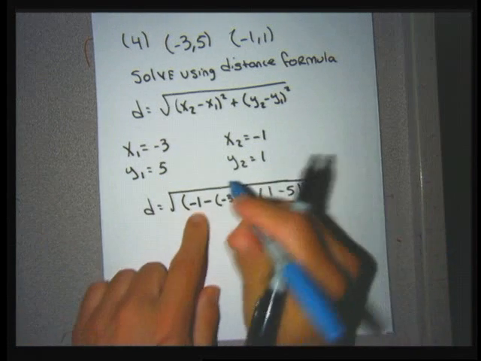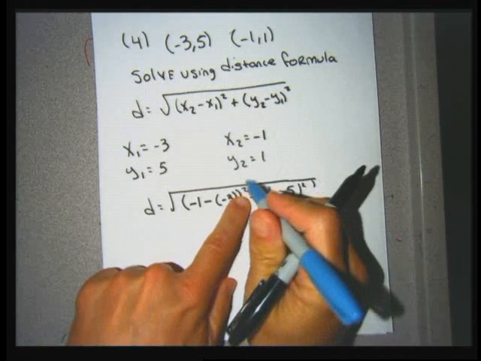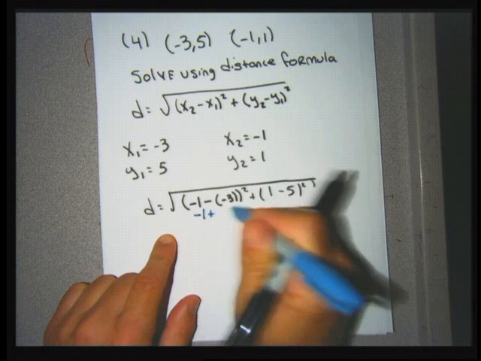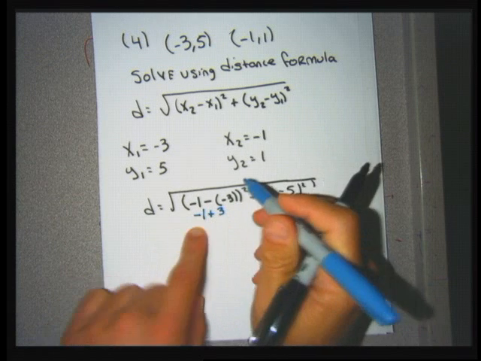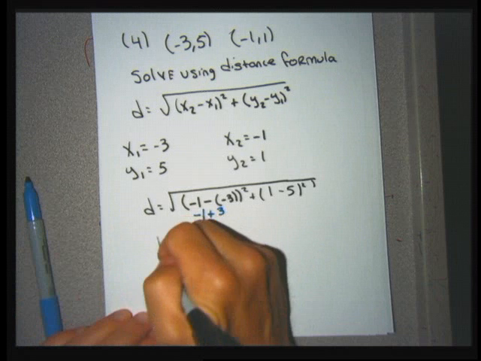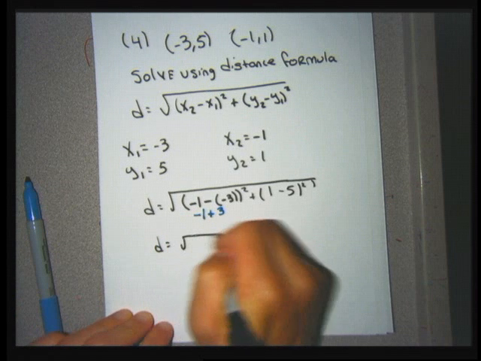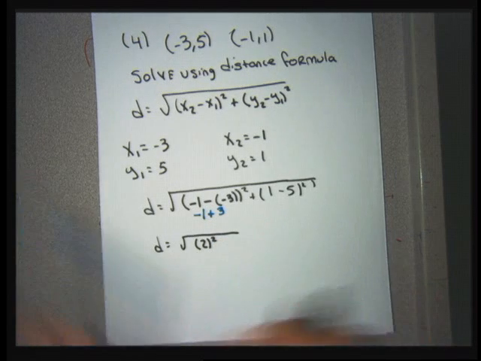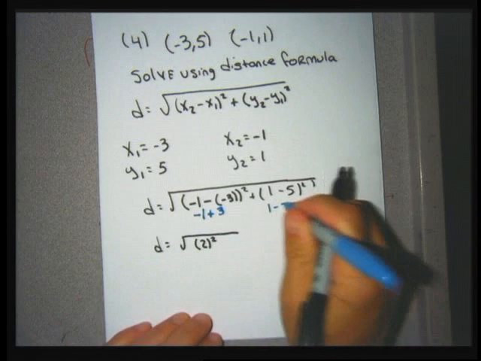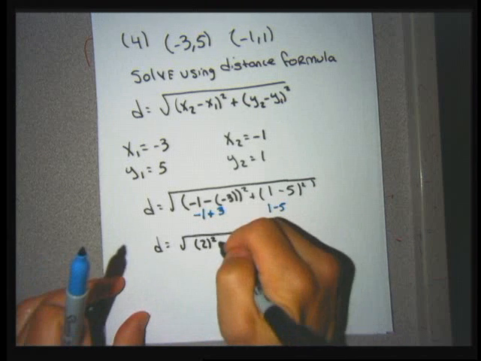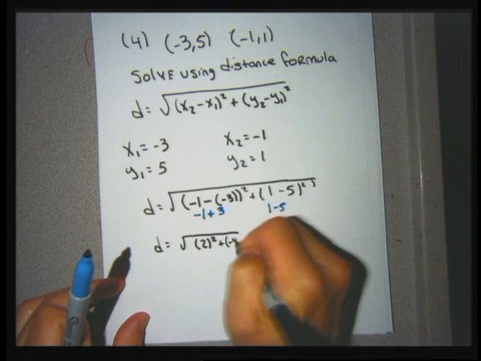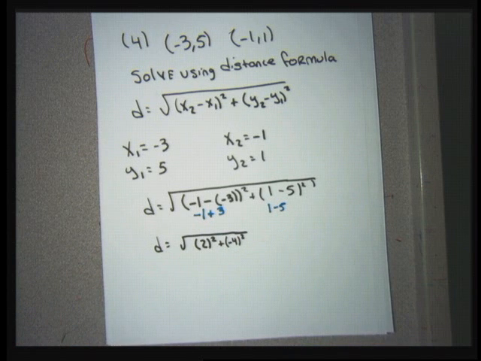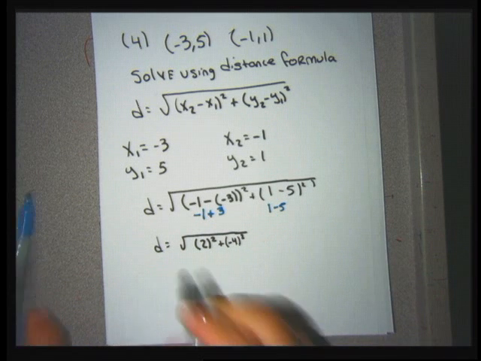Now I'm going to get the numbers under the parentheses simplified. The first parentheses, I have a double negative. That double negative I'm going to make positive, and I'm going to get negative 1 plus 3. And that first parentheses is going to come out to be 2 squared. The second parentheses, 1 minus 5, is going to be negative 4. So I'm going to write plus negative 4 squared.